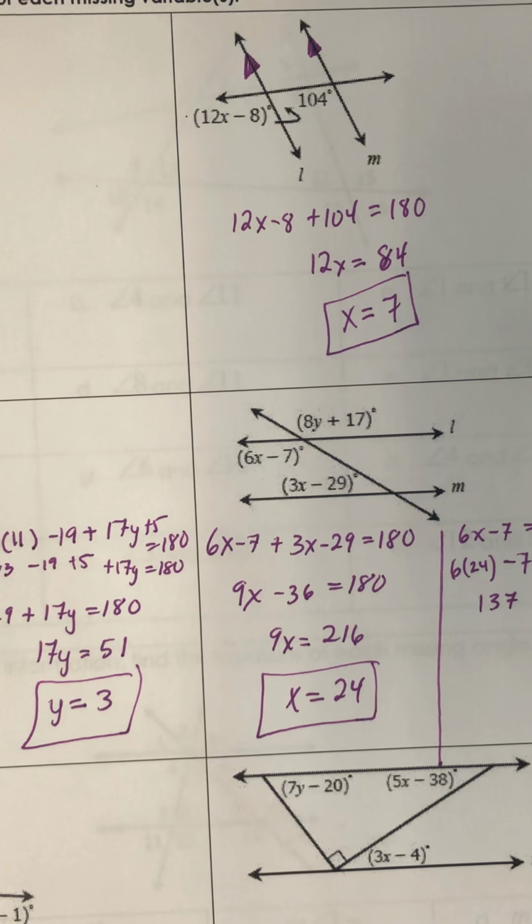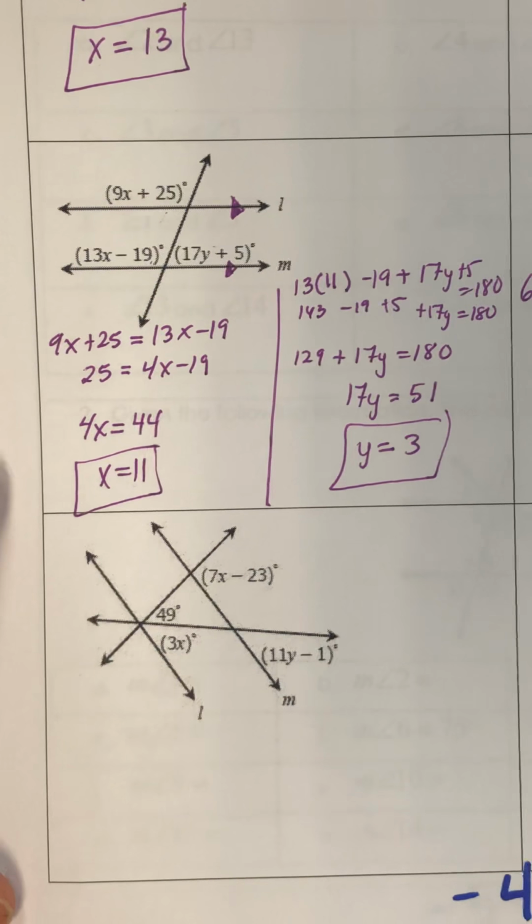Subtract 17, so that's going to be 120. So divide by 8. So 120 divided by 8 is 15. All right, let's see here. Let's go to the next one.